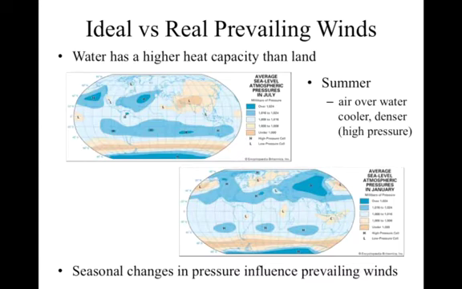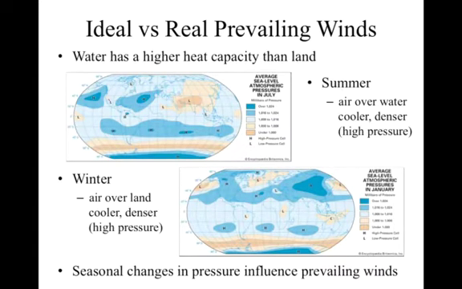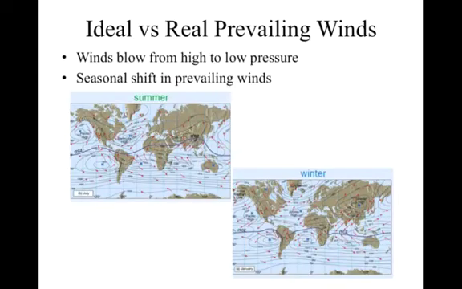What that means is that in the summer, the air over the water is cooler and denser, and so it's got higher pressure. And in the winter, it's the air over the land that's cooler and denser and has higher pressure. Why does this matter? Well, this actually changes prevailing winds because winds tend to blow from high pressure zones to low pressure zones. That makes sense. There's a lot of push and pressure in the high pressure zones, and so they get pushed into these lower pressure zones without as much push. So that actually changes exactly how the prevailing winds blow.